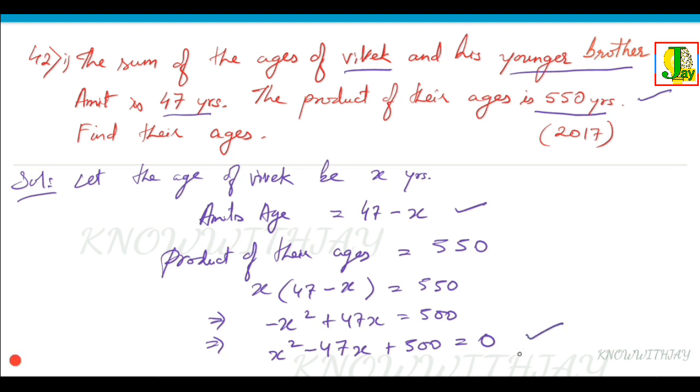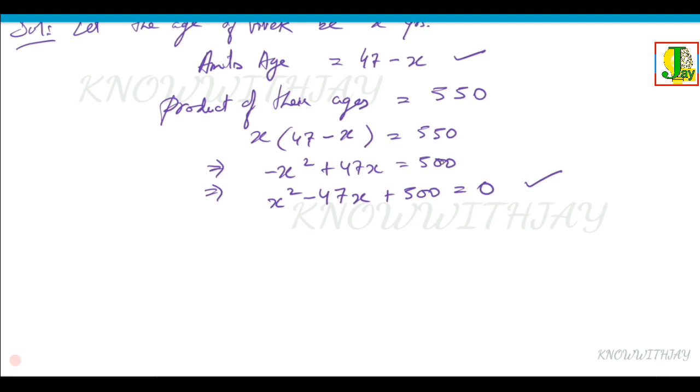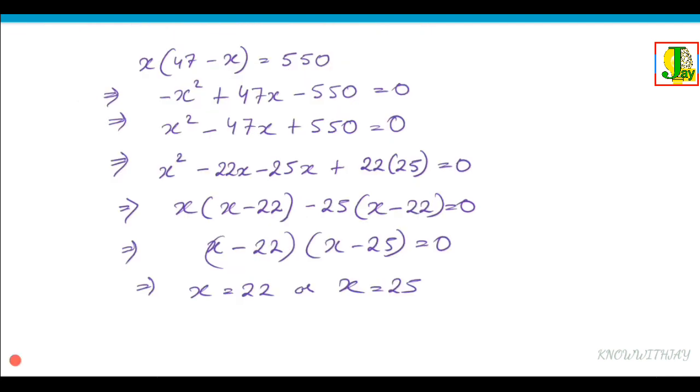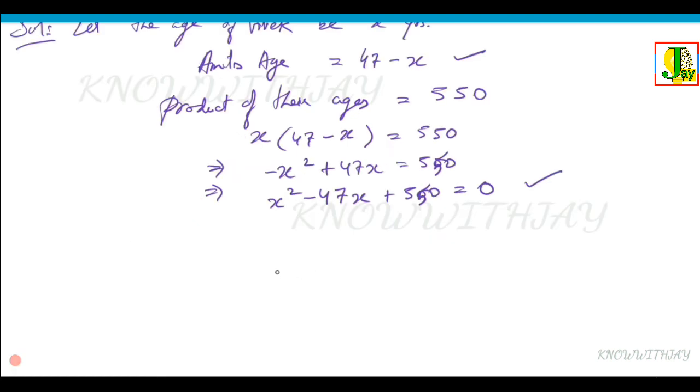So this is our quadratic equation. Now you need to solve it. This is 550, guys. So this is the solution for the quadratic equation. After solving, we get x equals 22 or x equals 25.